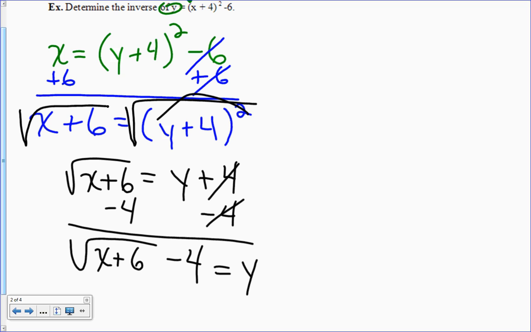This answer is, unfortunately, half right. This is half of the inverse. What's the other half? Yes?